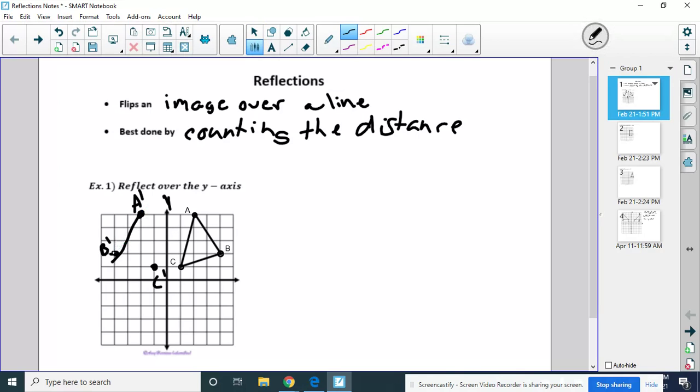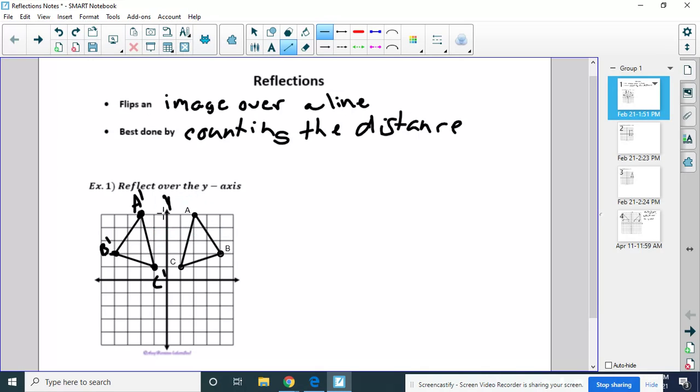My triangle is going to be terrible. Actually, let me go back to the mouse for this. If I can find my mouse. Make it a little bit better triangle here. So you can see after we reflect, we have the same triangle, just flipped over the y-axis.